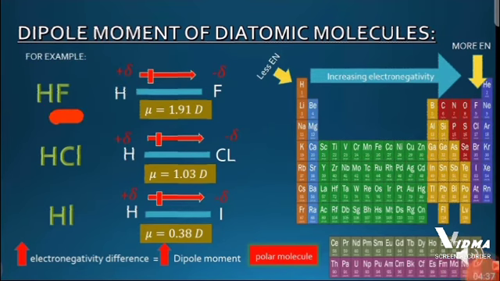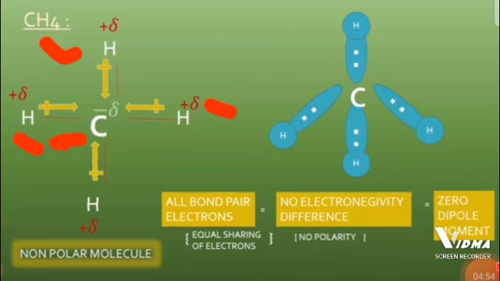Methane is made up of one carbon atom surrounded by 4 hydrogen atoms. Of course there is an electronegativity difference, but the carbon atom's electronegativity is shared equally among the 4 hydrogen atoms. All are bond pairs of electrons, no lone pair of electrons is there, so there is no net polarity, and that's why in methane we find zero dipole moment. Like hydrogen, chlorine and oxygen, methane is also a non-polar molecule.